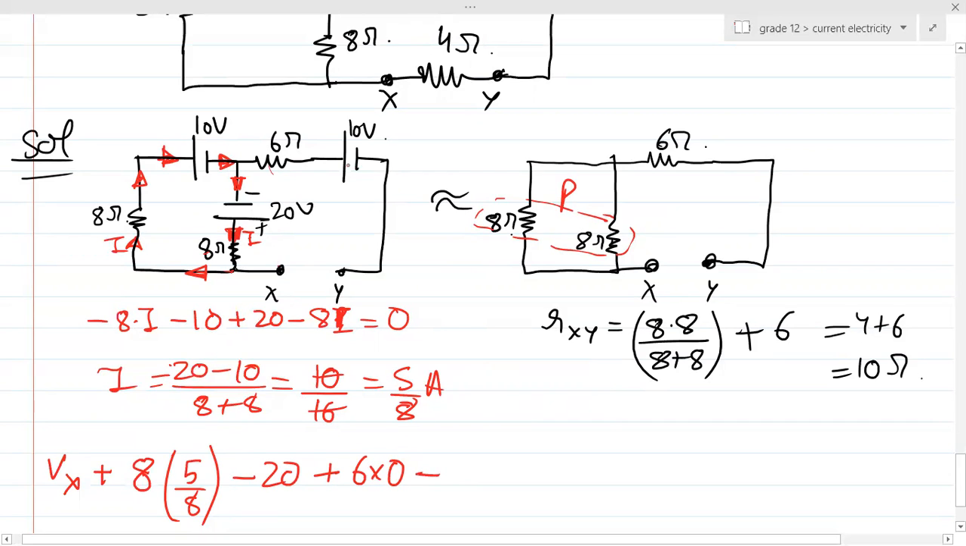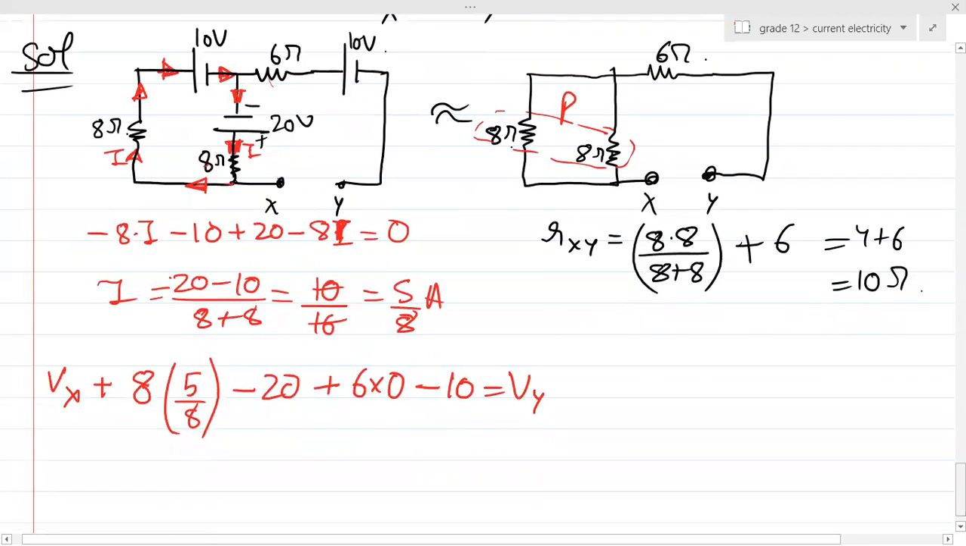Then there is this battery. You are entering from the positive terminal. So minus 10 is equals to Vy. Is this clear, guys? This is open circuit Kirchhoff, yes or no? So when you solve it, what will you get? The 8 into 5 by 8 will get cancelled. This is 0. This is 25. So minus 25 minus 10.